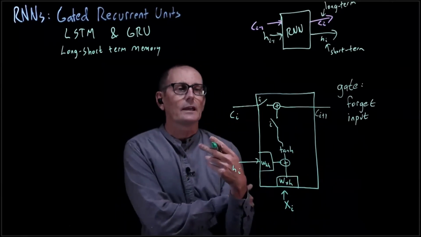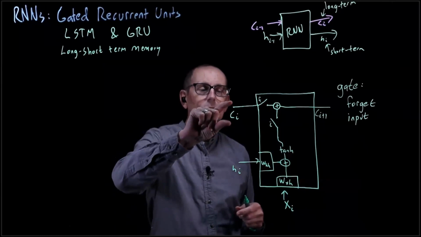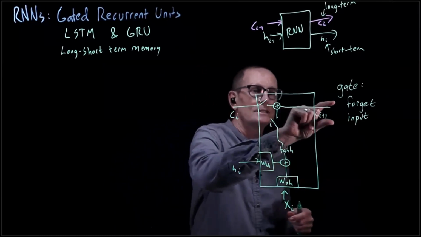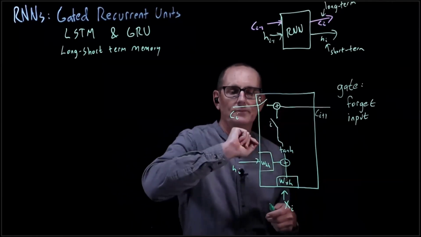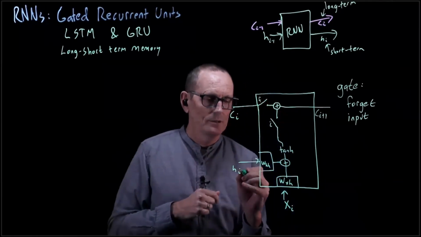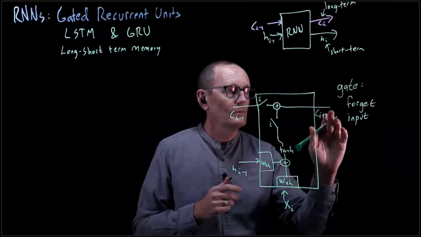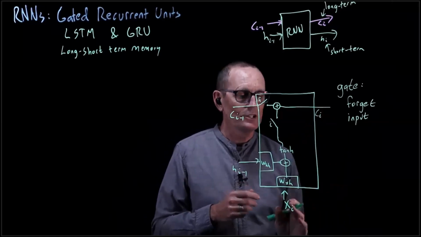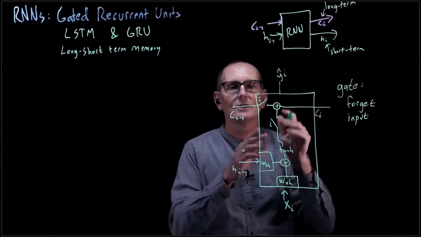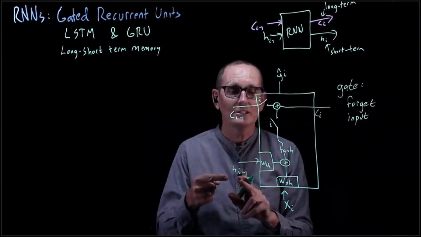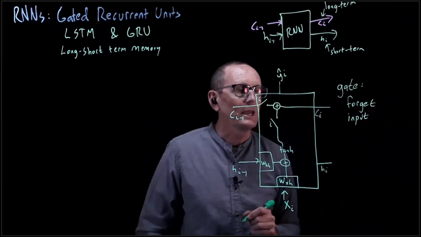Let me back up just a second. What we're trying to do is come up with a mechanism for C to maintain its state easily from step I to step I plus 1. Let's use the correct terminology here. So x sub I is coming in. We've got y hat sub I coming out. We've got c sub I minus 1 coming in, h sub I minus 1 coming in. And we're going to have c sub I and h sub I coming out.